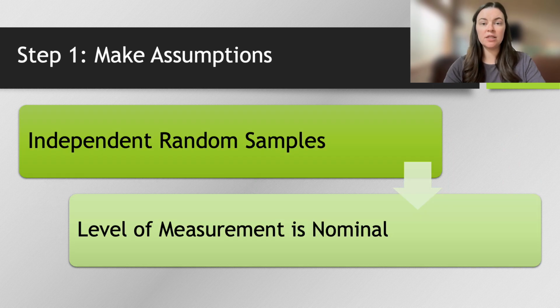Our first step is to make assumptions. And remember, there's only two with respect to chi-square. The first is that we have independent random samples. In this case, we know that we do because you either participated in the program or you didn't. The second is that the level of measurement is nominal. Know that it could be ordinal, just like we saw on that Likert scale of marijuana use in the previous example. But in this case, we have two nominal level variables: whether you participated in the treatment program or not, and whether you recidivated or not.